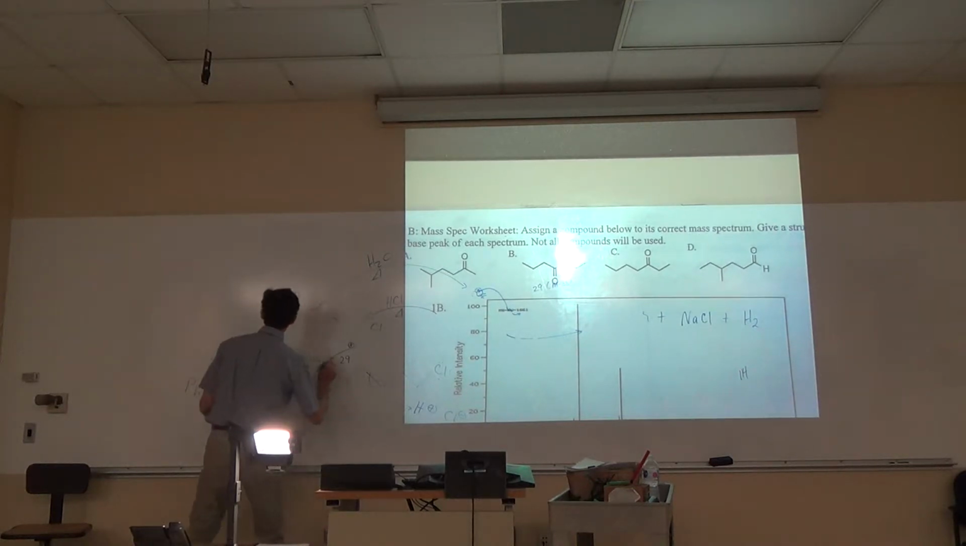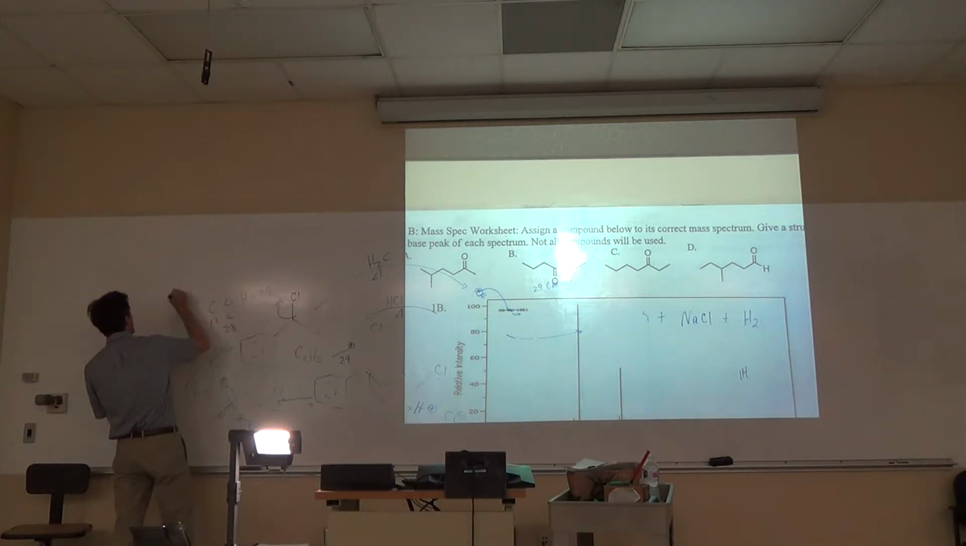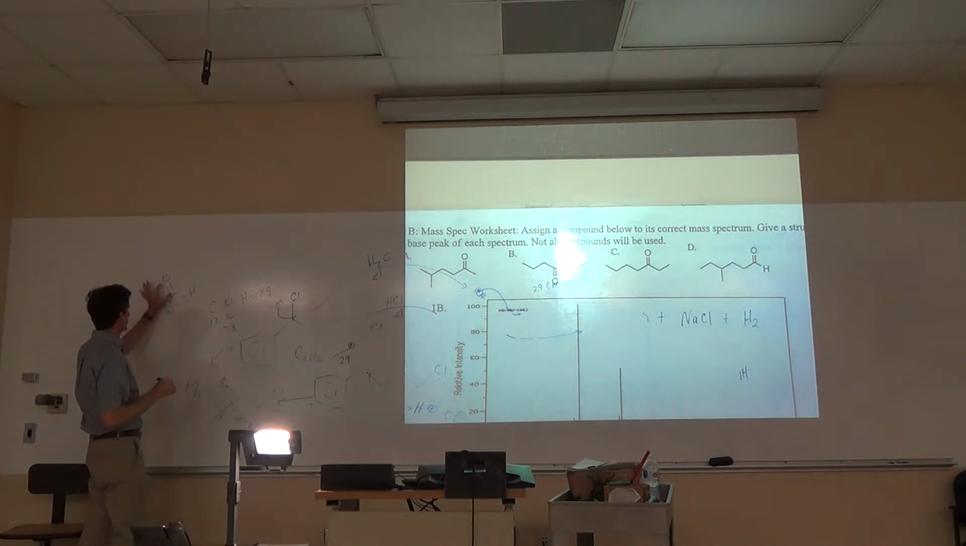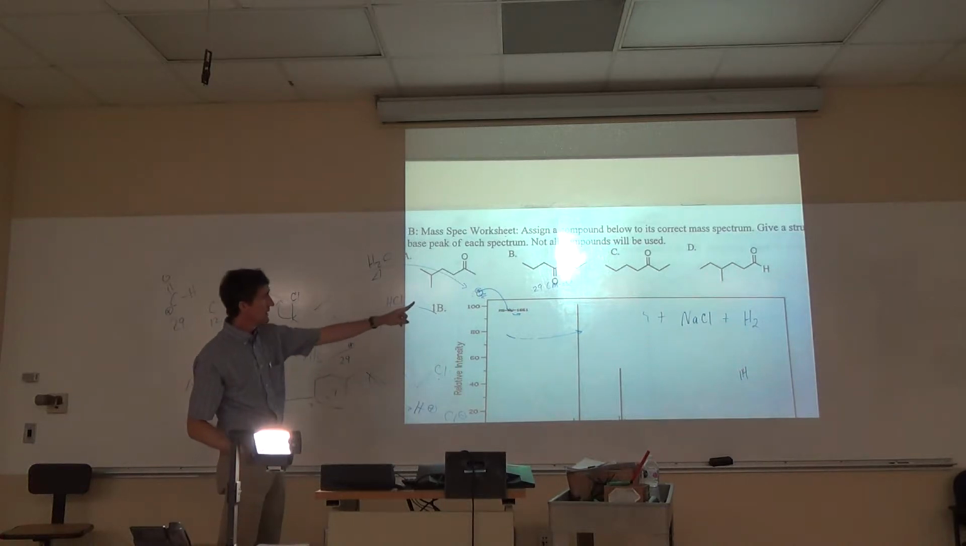For it to be an oxygen, carbon and oxygen is 28. There would have to be a CO and an H to be 29. That means if it was a carbonyl, it would have to have just an H. 12 and 16 is 28, so this is 29. Now that's an acylium ion. I reckon D could give that.